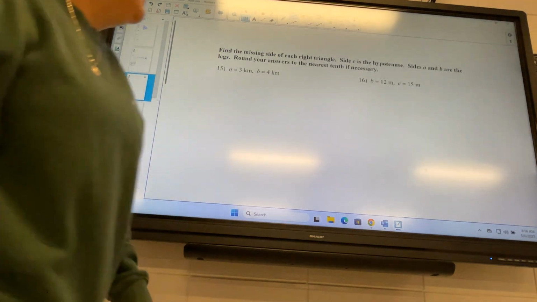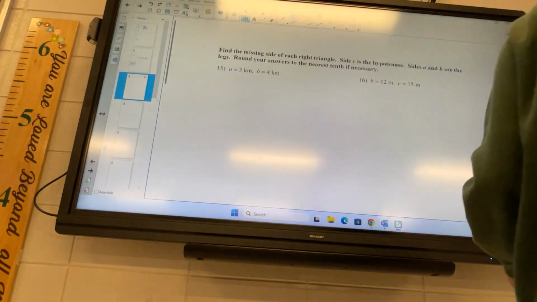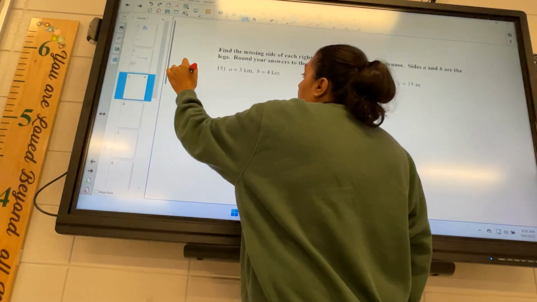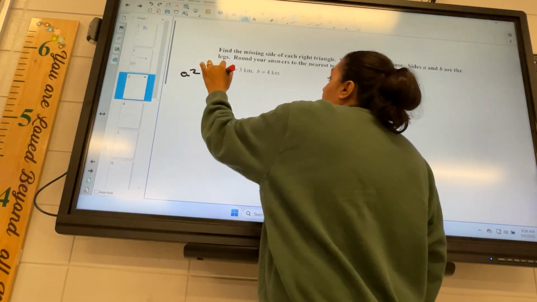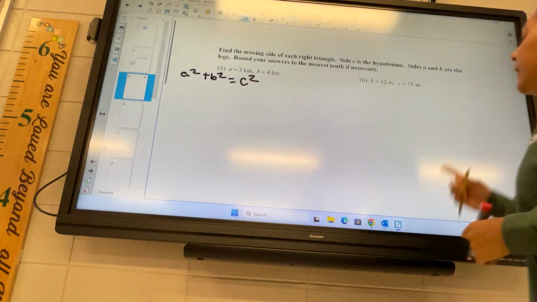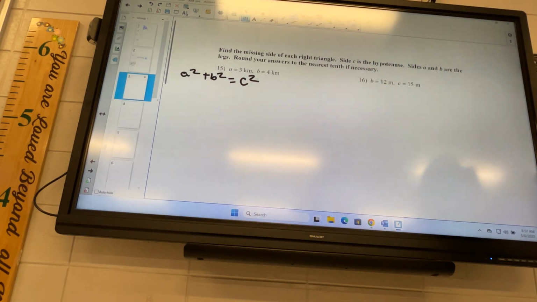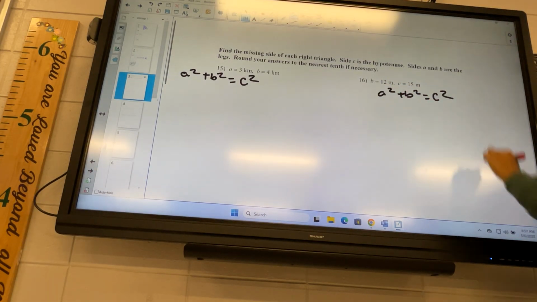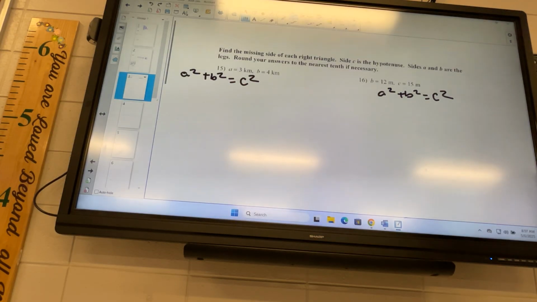It gives you your a and b, and it wants you to find the c. So we're going to say a squared plus b squared equals c squared. Actually, I'm going to do 16 instead, so that when you do your 14, you have a better idea how to do it, because 16 is more like 14. Make sure you're on 16, not 15.